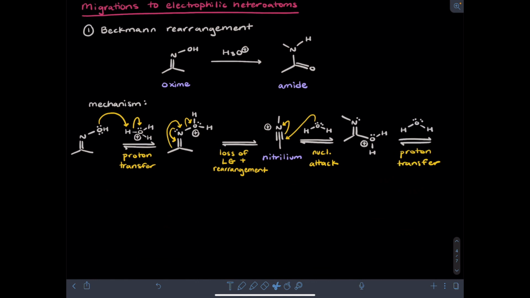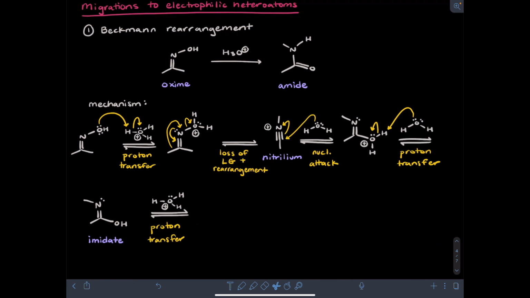To get to a neutral intermediate, I'm going to deprotonate the cationic oxygen. Because this is occurring under acidic conditions, water is going to serve as the base in this proton transfer step. And this proton transfer generates a neutral imidate intermediate. So notice that this is not quite the amide product we're going for. So we're going to need to perform proton transfers to cause a tautomerization to the amide final product, where the position of the hydrogen and the pi bonds has changed.